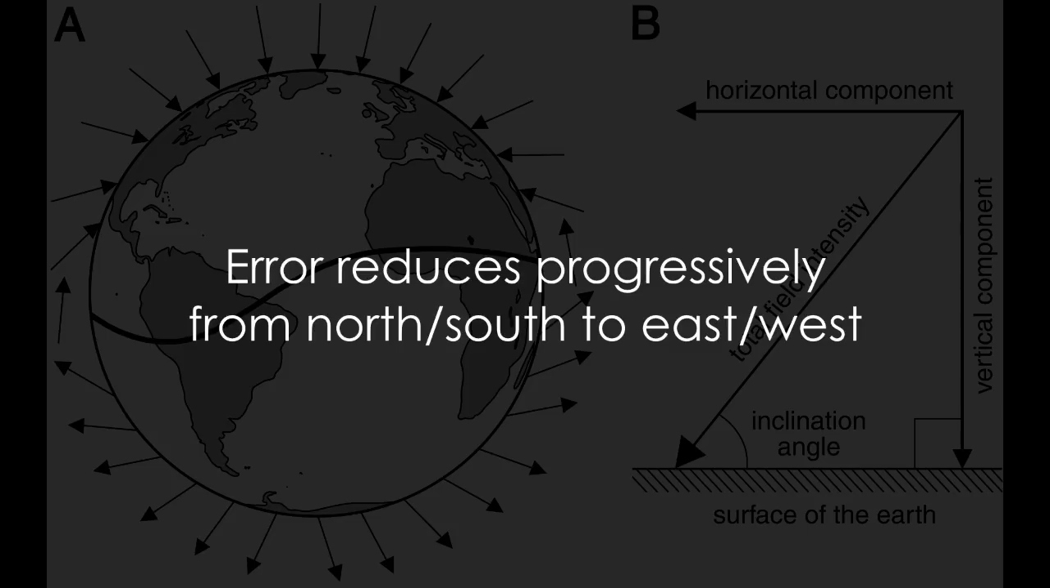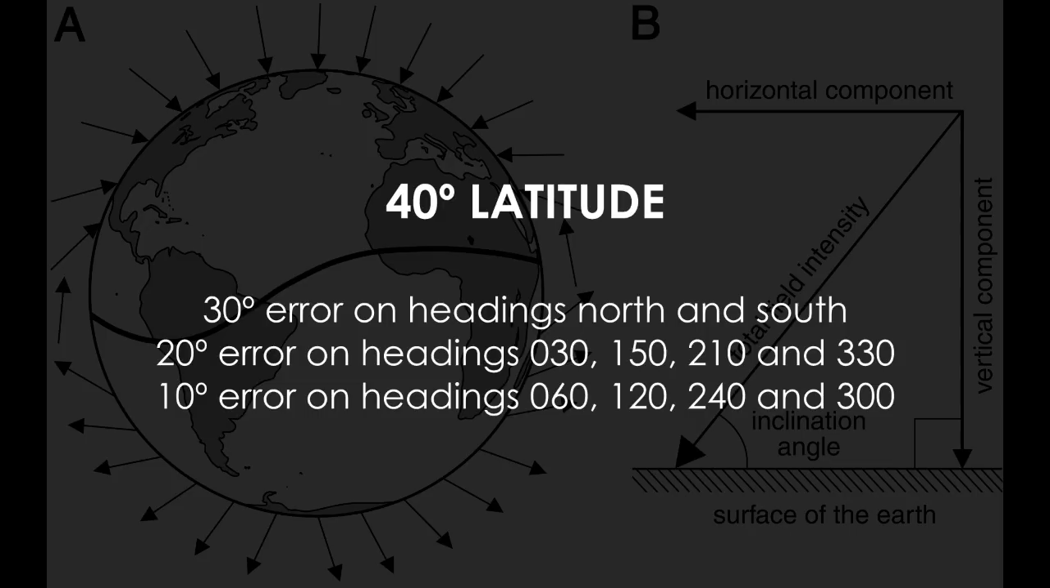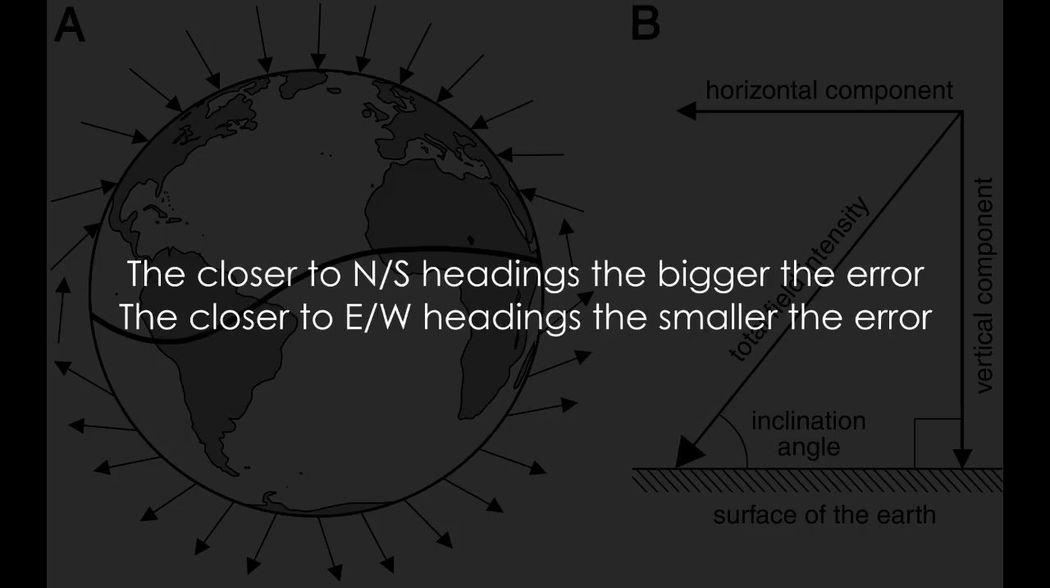A rule of thumb states that the error decreases by thirds as we get closer to east or west. This means, at a latitude of 40 degrees, that if the maximum value of the error is 30 degrees, the error would be 20 degrees on headings of 030, 150, 210, and 330, and 10 degrees of error on headings of 060, 120, 240, and 300. This indicates a progressive error between north-south when the error is maximum and east-west when the error is 0.